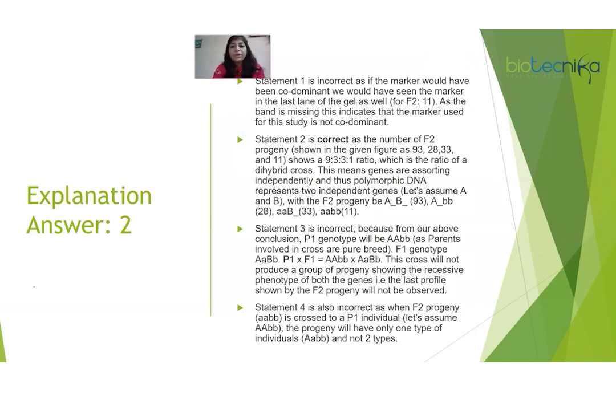Okay. So statement 2 is correct, that as the number of F2 progeny is like the ratio 9:3:3:1, which means genes are assorted independently. Thus polymorphic DNA represents 2 independent genes, A and B. So F2 progeny is these varieties. Okay. All other statements 1, 3 and 4 are incorrect.